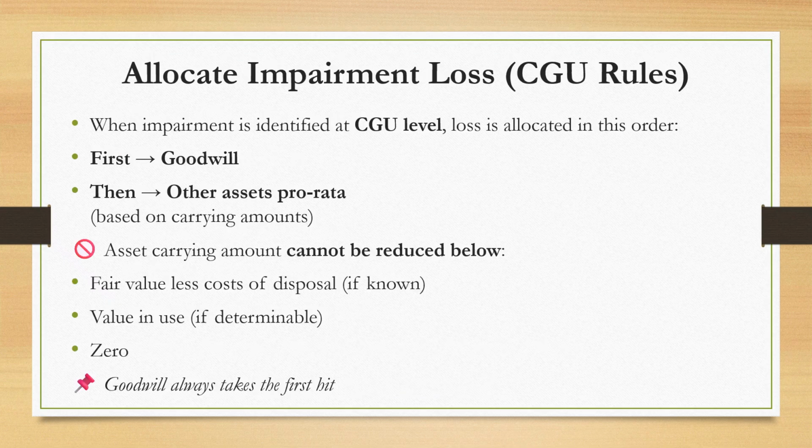Impairment is identified at cash generating unit level. The loss is allocated first to goodwill, then to other assets on a pro rata basis. However, no asset can be reduced below its recoverable amount or zero. Always remember, goodwill takes the first hit.